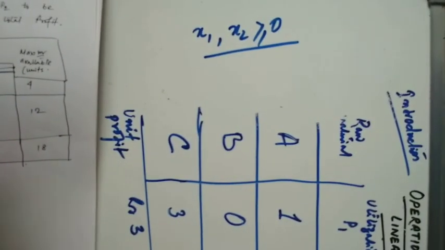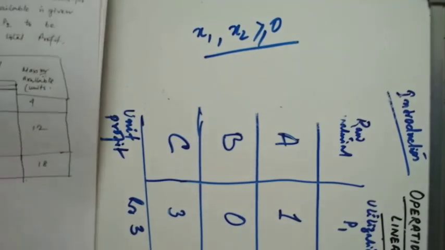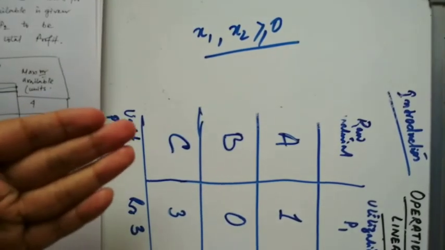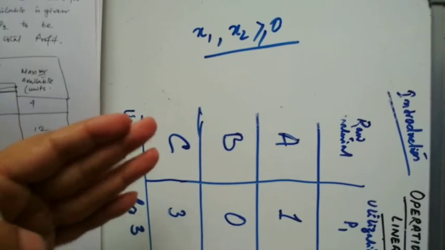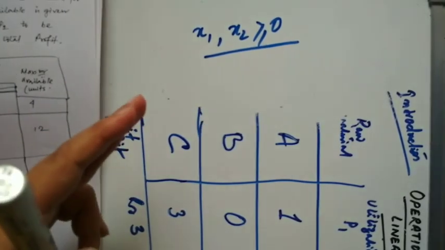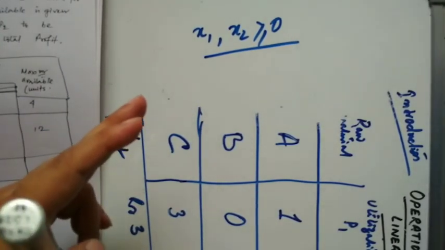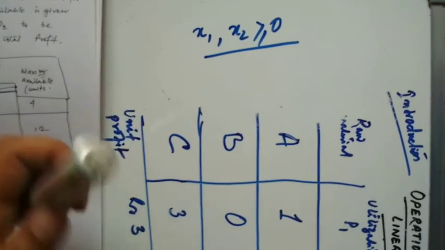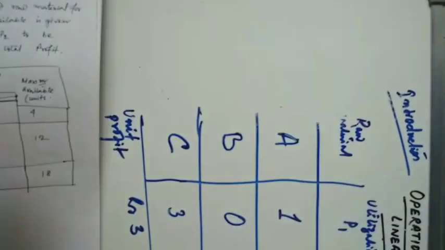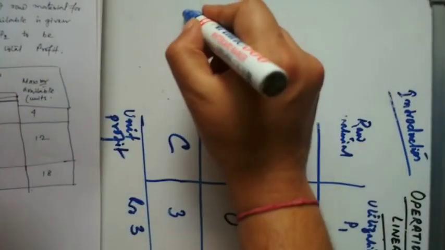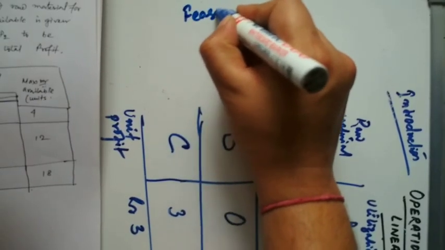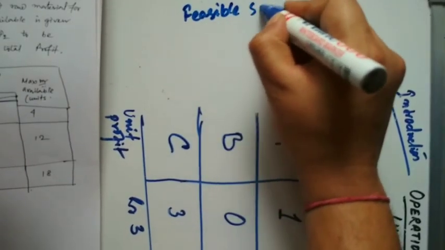Now the next one or two terms are there also. The linear relationship: you already know linear, because it follows the straight line equation. Now feasible solution. There is another term, an important one, so I will write it over. It is known as feasible solution.